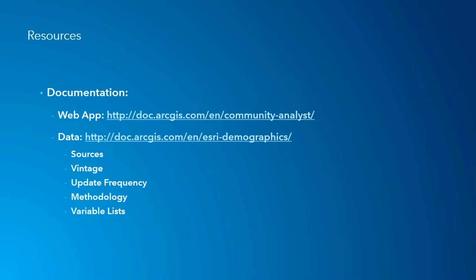And so I wanted to point out a couple resources. The documentation that we have online is really great for the web application itself. So, how do you use that interface? How do you navigate through that? But then we also get a lot of questions on the data. So we have a great set of documentation on this data at that URL. And this will tell you things like the sources for the data, the vintage, how frequently it's updated, the methodology that we go through, for example, for our Esri projections. And then you can also get a variable list. So if you're interested in seeing if a particular variable exists, you can look it up in those variable lists as well. So it's a great resource. I do reference it quite frequently, and it's organized very well. So definitely check that out.